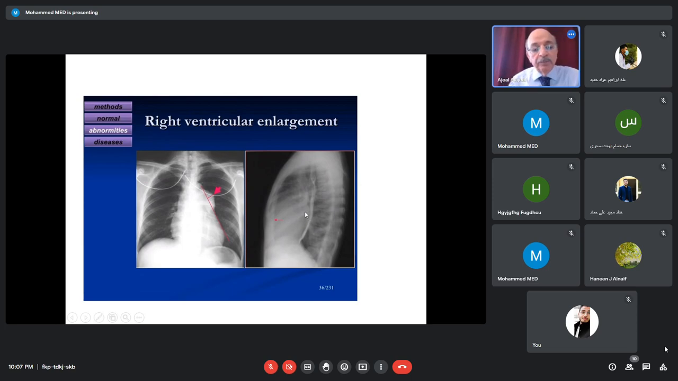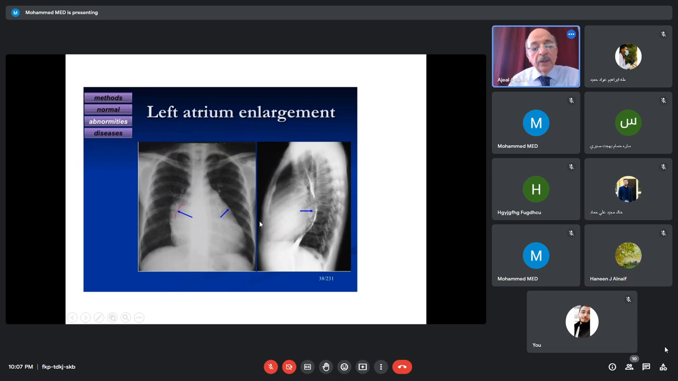Next slide, please. Yes, you see here the barium is indented by an enlarged left atrium, which occurs, of course, with mitral stenosis. But now we can tell enlargement of the left atrium by looking at the PA view, the X-ray without barium, the other X-ray, exactly here.